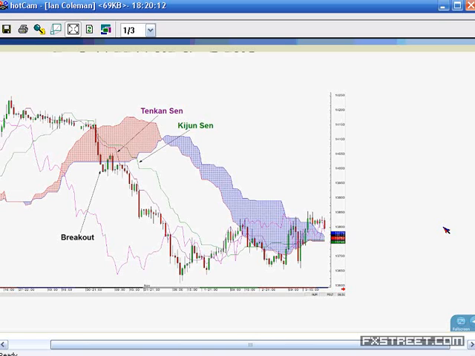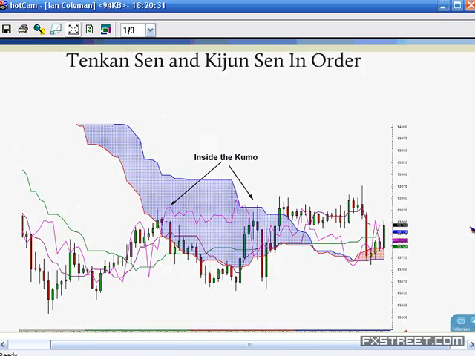Okay, what is the bias when she's inside the cloud formation? Well, if she moves into the cloud from below, then the bias is still to the downside. If she moves into the cloud from above, then the bias is still to the upside, until we actually break out of the cloud formation. The bias still stands as far as the rules, if you like, of trading pure Ichimoku cloud formation stand.